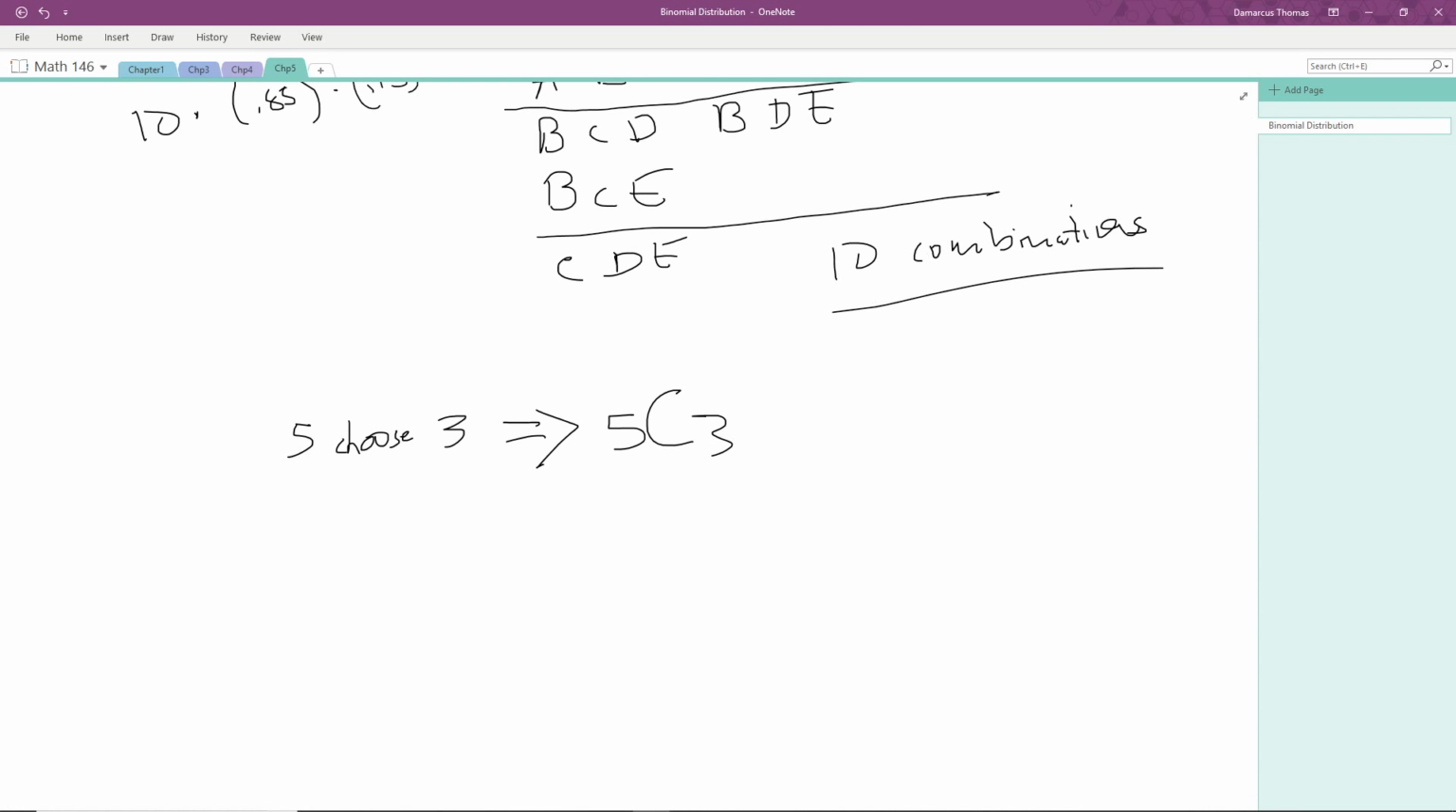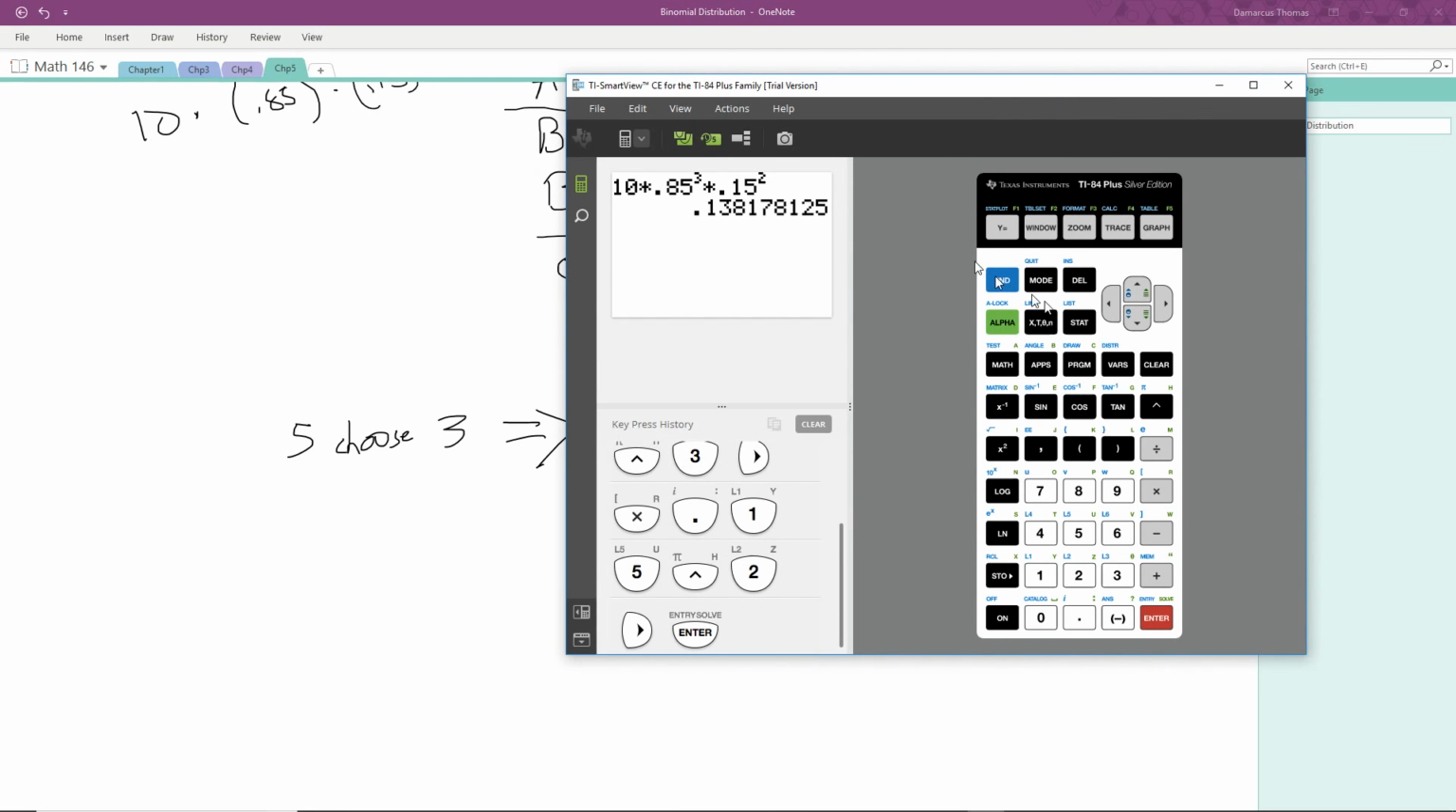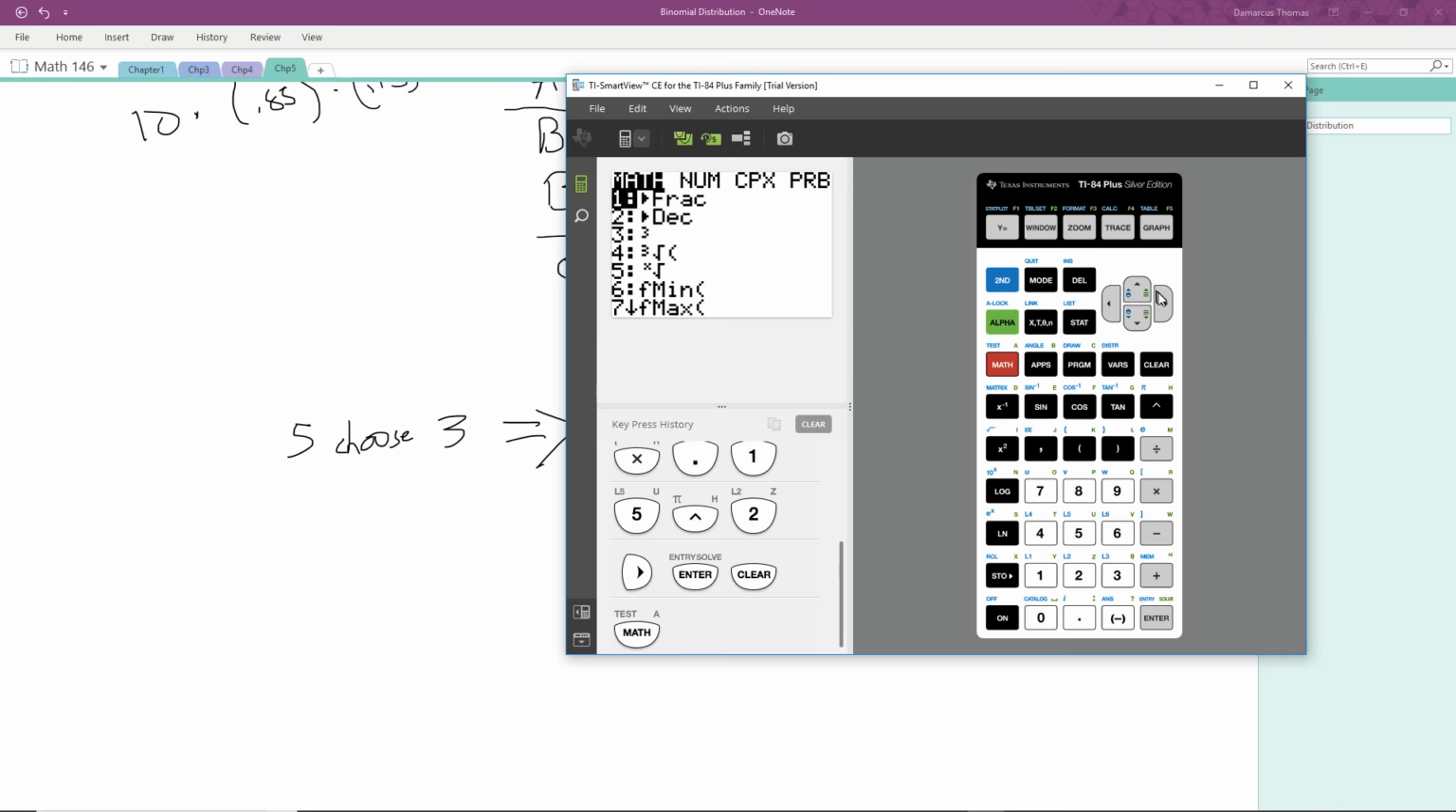And so on our calculator, let me pull that up again. There's actually a button that will let you do 5 choose 3, which means if you have a group of 5, how many combinations can we select? And the C, basically the choose, represents the combinations. So we go into math, and we go over to PRB, because we are dealing with probability. And you can see the third choice, it says nCr. That is the one that we're going to choose.